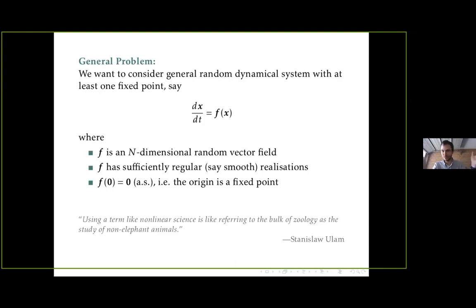full disclaimer, when you are presenting a dynamical system like that, it is of course so general that it's more or less meaningless. So I put this quote by Stanislaw Ulam at the bottom, which is always a nice one, that says using the term nonlinear science is like referring to the bulk of zoology as the study of non-elephants. So we will be more concrete later on, but this is the big philosophy.